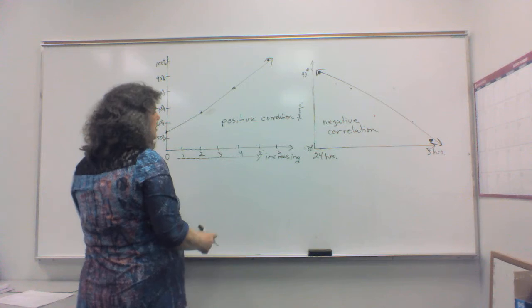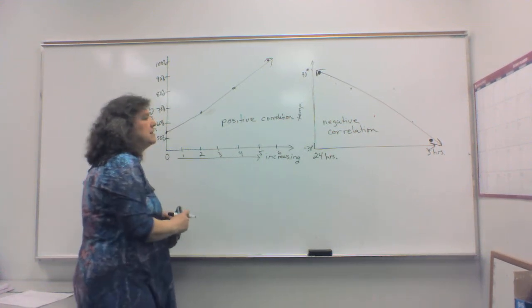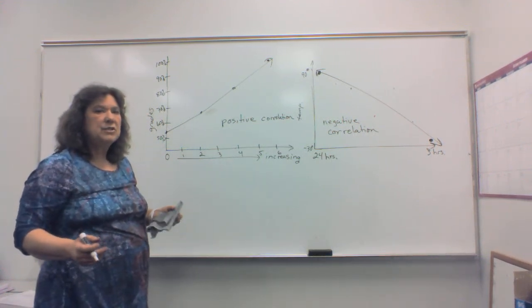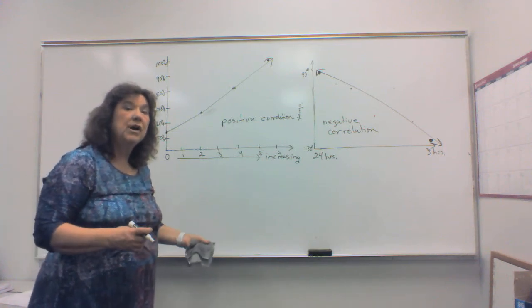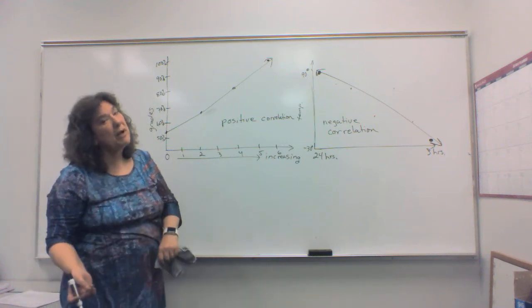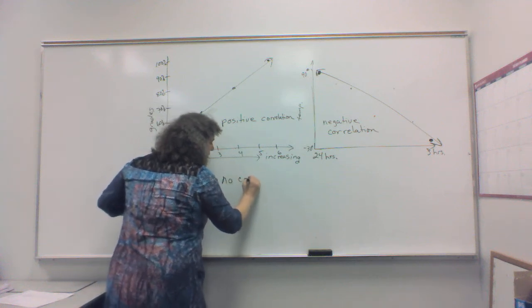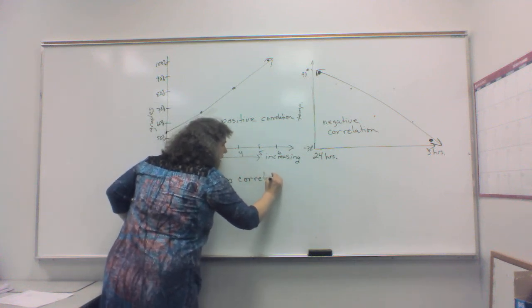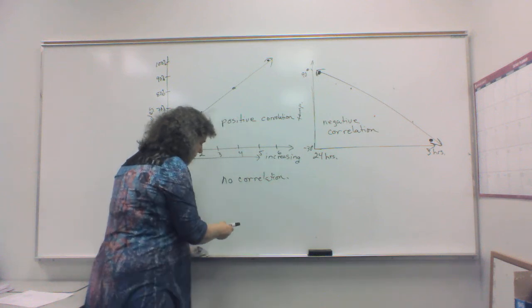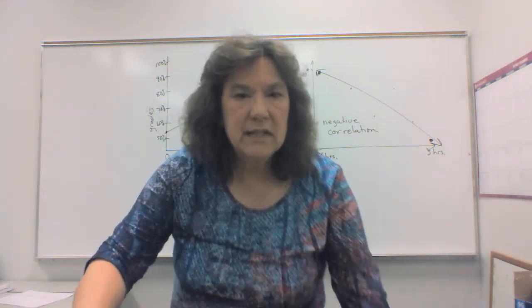Another correlation would be to look at something like standing on a street corner watching the number of blue cars go by in 5 minutes and the number of red cars go by. That would probably end up with no correlation, because they are not related in any way. Okay? We'll finish this in the next video.